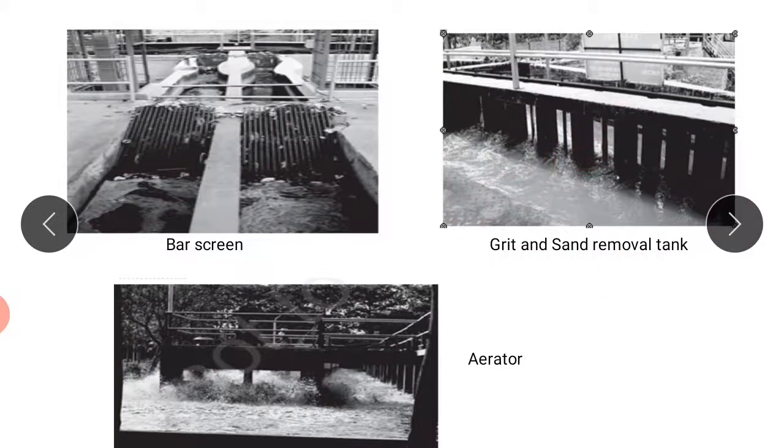Water is allowed to flow through the enlarged cross sectional area of this tank, and the velocity of that flow is maintained in such a way that all particles of near about 0.25 mm in size are removed and collected at the bottom of this tank. And what is an aerator?